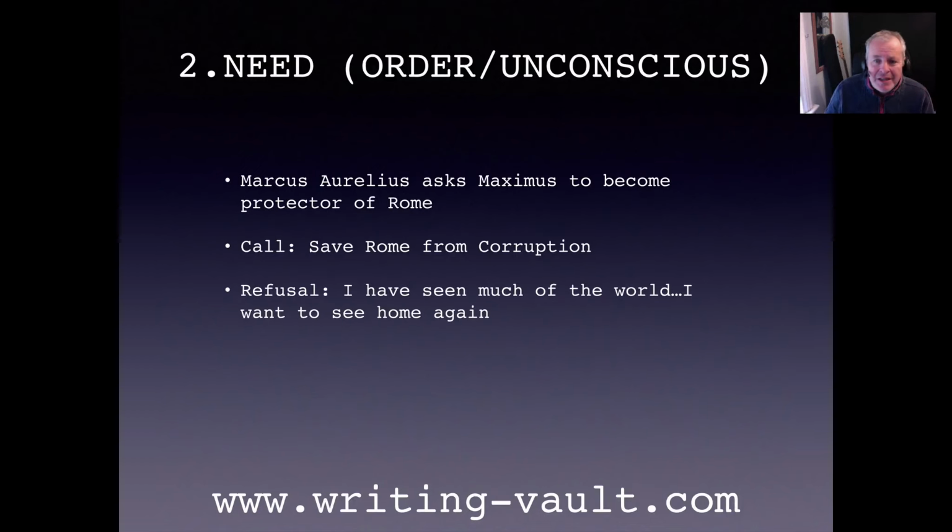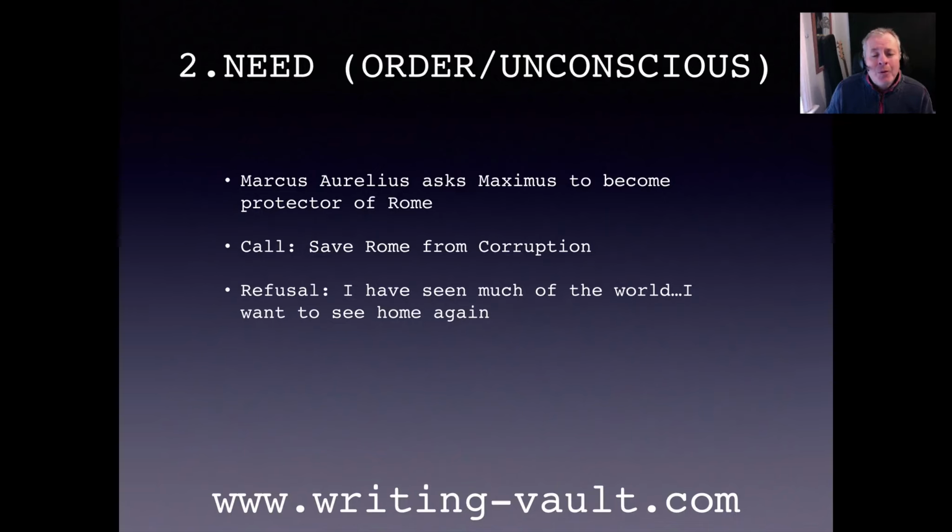Maximus refuses. He says a line of dialogue along the lines of, "I've seen much of the world, I want to see home again." So again, he's reaffirming who he is. Even though he's risen to the top of the Roman army and his men obviously love him and will follow him into hell and he fights, that's not what he actually wants to do. So this is a really subtle refusal of the call.